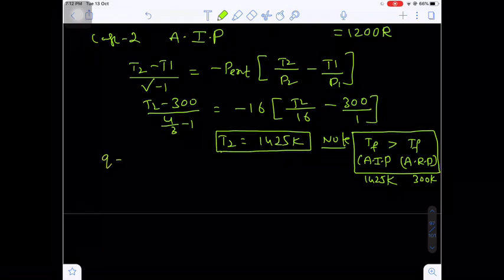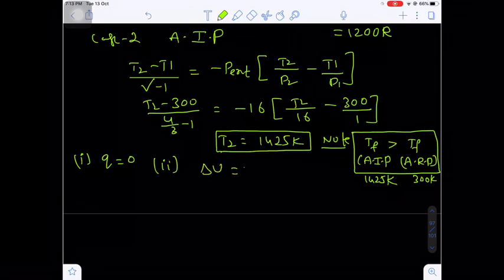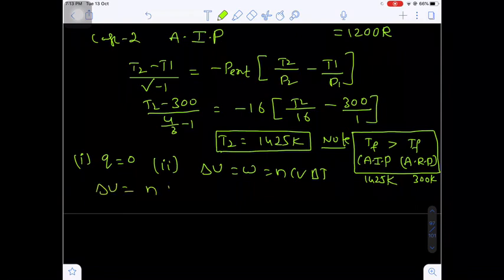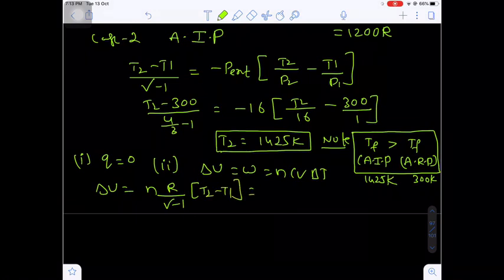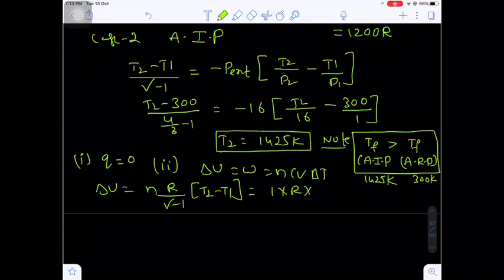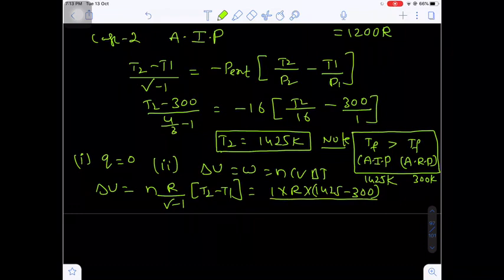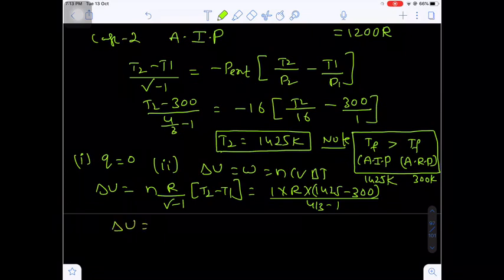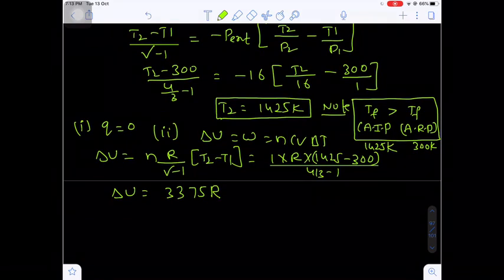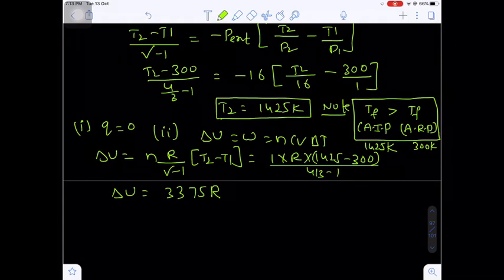Now what is the work done? Q value is 0. Yes. And what about del U? Nothing but W, nothing but nCV delta T. So del U equals N into capital R by gamma minus 1 into T2 minus T1. What is the N value? 1, R value as it is. Final temperature will be 1425. Initial temperature will be 300, whole divided by gamma minus 1, that is 4 by 3 minus 1. After simplification you will get delta U as 3375 R. And this is nothing but the work done.